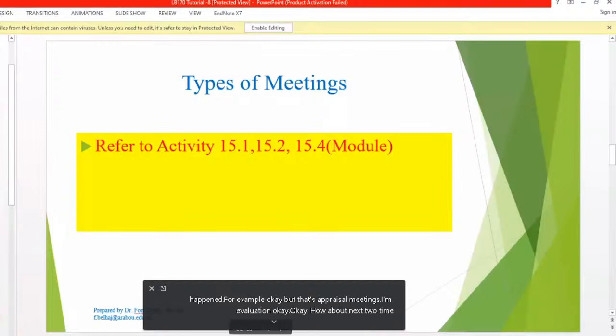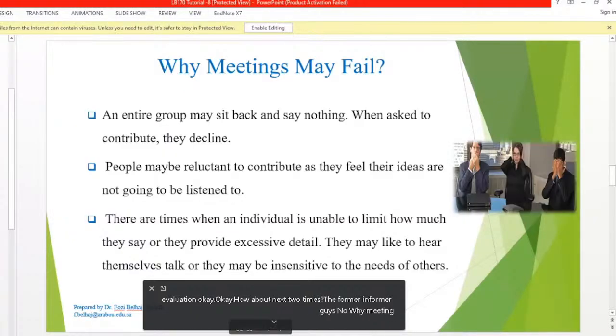Okay, we know two types, formal and informal, guys. Now, doctor, why may a meeting fail sometimes? Of course we have a lot of meetings. Sometimes the meeting is successful, sometimes it is a failed meeting. The failure surely has a reason. Maybe they did not agree on the time, maybe some people are busy on their phones, maybe they didn't pay attention. The people are just chatting with each other, right? So there are many reasons.